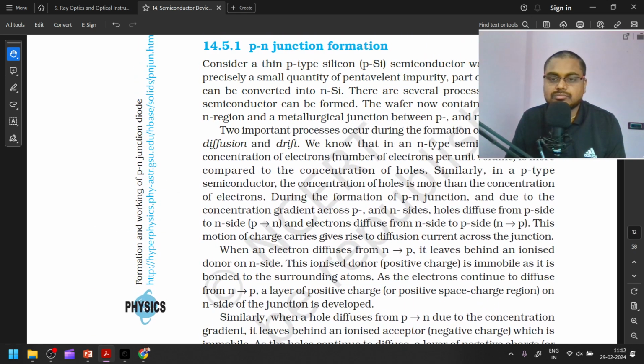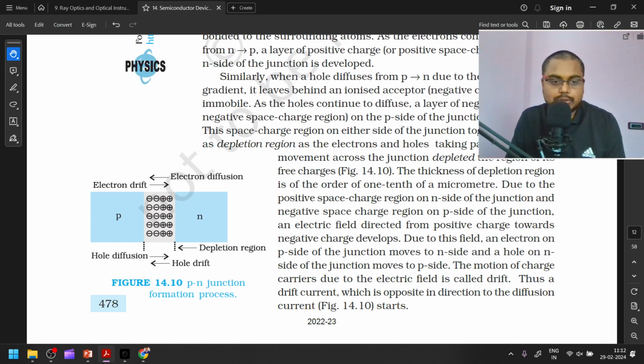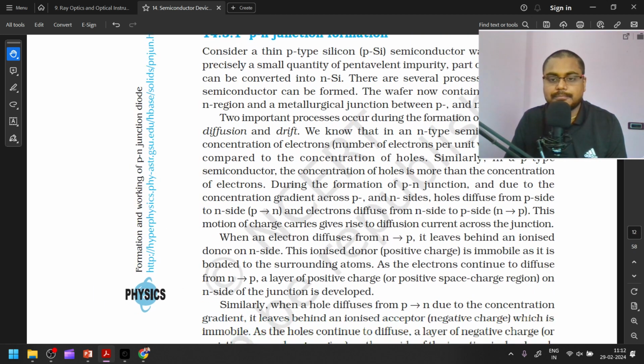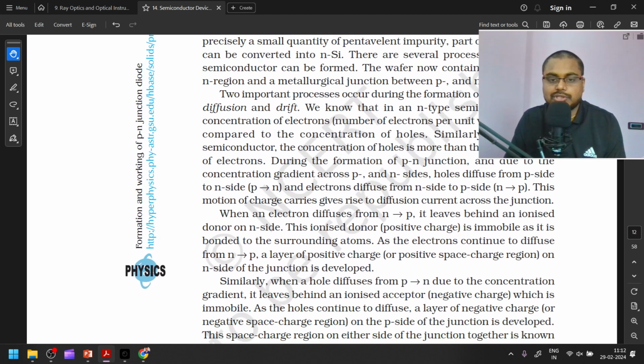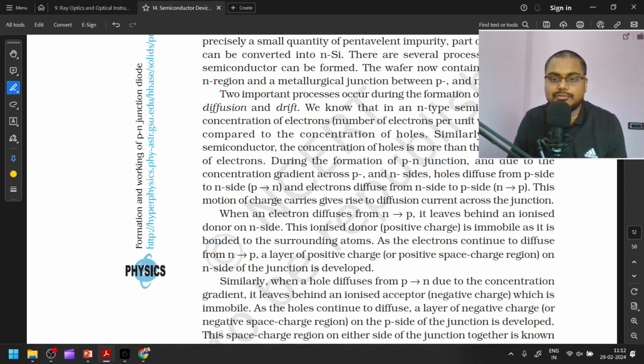Okay, so similarly in a p type, the concentration of holes is greater. So during the formation of a p-n junction and due to the concentration gradient across the p and n sides, holes diffuse from the p side to the n side. ठीक है, तो holes इधर ज़्यादा है तो p से n के तरफ आ रहा है, और इधर इलेक्ट्रॉन्स ज़्यादा है तो n से p के तरफ जो है इलेक्ट्रॉन्स जा रहे हैं. That is diffusion current. Okay, this motion of charge gives rise to diffusion current across the junction. ठीक है, तो ये जो है क्या हो गया, ये डिफ्यूजन करंट हो गया.